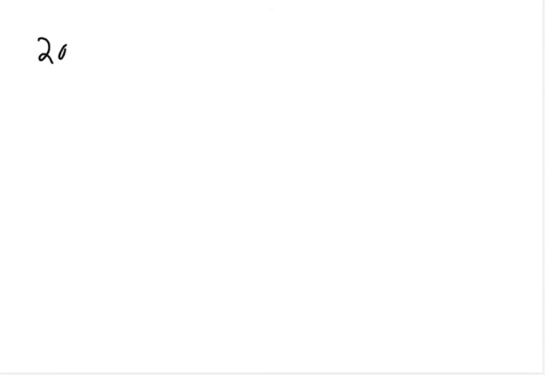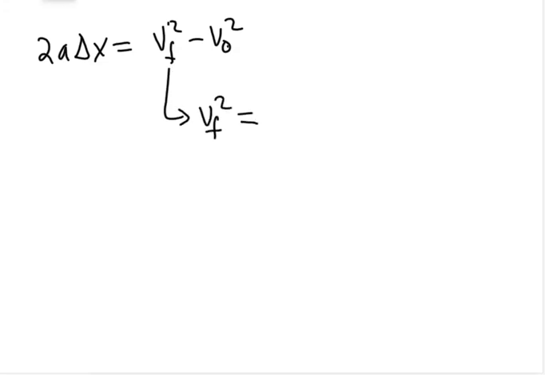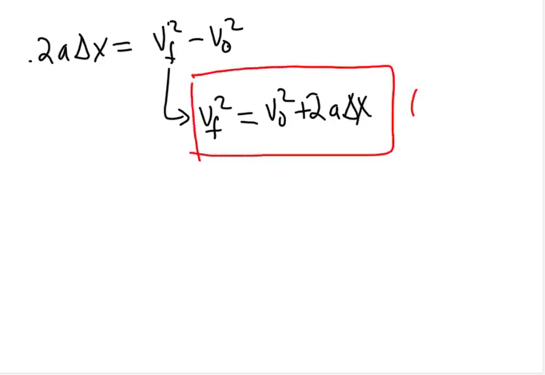We have 2a delta x on one side of the equation. The other side had the final velocity squared minus the initial velocity squared. Now all we need to do is rearrange terms, and this right here says the final velocity squared equals, bringing this to the other side of the equation, v0 squared plus 2a delta x, and this right here is in fact equation 3. So we have now gotten the first 3 equations.